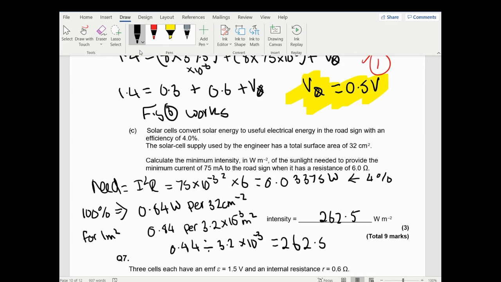You actually got 1 mark working out how much power you were given. You worked out how much power was at the maximum, how much power in total that I had. And then you got 1 mark here for converting it into how much power that would be in a 1 meter square block. So I knew how much power I needed, so that was my 4%. I worked out how much I had on my 32 centimeters squared, and then I worked out how much it would be in a meter, and that was 3 marks in total.